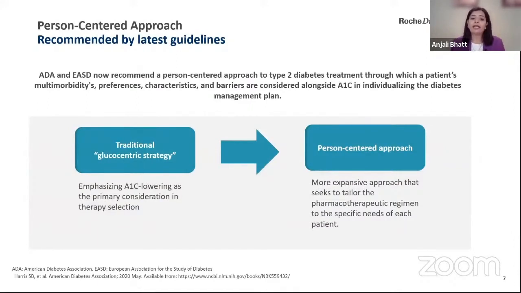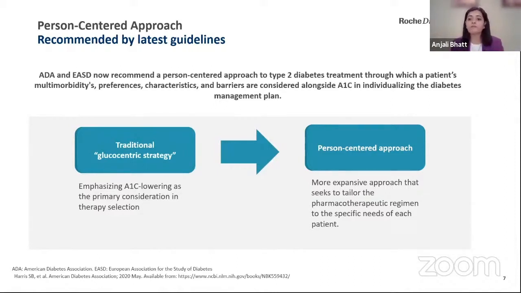And that is why the guidelines have changed from a glucocentric strategy, where we ask the patient to check, let's say, fasting and postprandial blood glucose once in 3 months or once in 2 months, whatever frequency a patient and a doctor is comfortable with. The patient comes to us, we look at those values, we change the medication and the patient goes back. It has not remained as simple as that. Now we are forming guidelines to take a person-centered approach. Both the American Diabetes Association and EASD now recommend a person-centered approach.